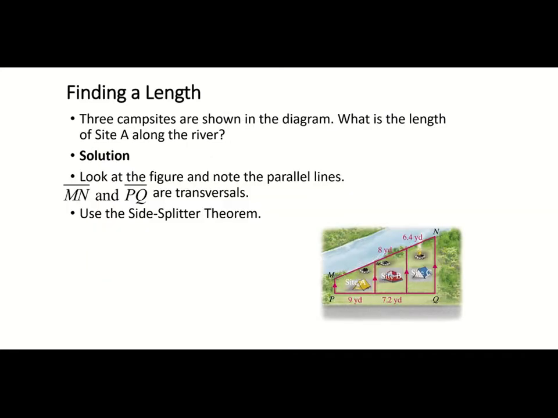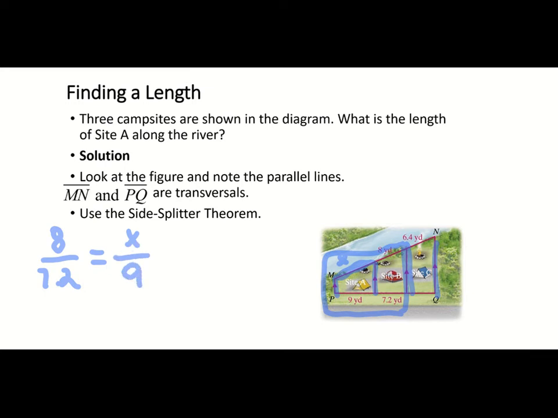All right, so here we have three campsites shown in the diagram, and they want to know the length of site A along the river. So they want to know the length right here. And notice the lines between the campsites are parallel. So we have four parallel lines there. So I can set up a proportion using the information I have here. I know that 8 yards is equal to 7.2 yards on the other side. The campsite, we're going to make that x, so x over 9.